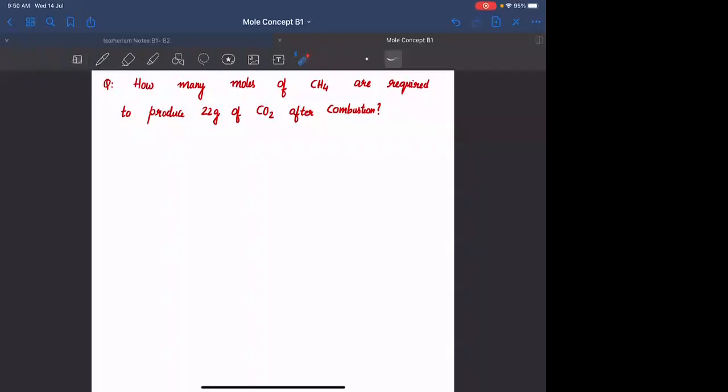Okay, good. Next question. How many moles of CH4 are required to produce 22 grams of CO2 after combustion? What is meant by combustion? Anyone? Burning in the presence of oxygen is called combustion. So if you have CH4, you need to react that with O2.